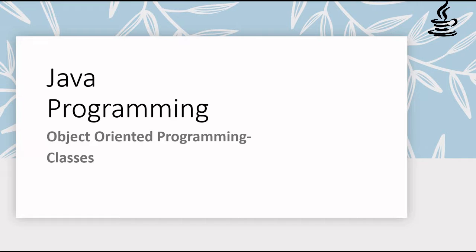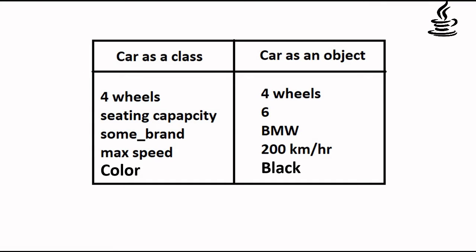A class is where attributes and methods are defined, but it doesn't have specific values for those attributes. For example, let's say we have a car. When we interpret car as a class, we say that every car has four wheels, a seating capacity, some brand, some maximum speed, and some color. So every car will have these attributes or this definition.